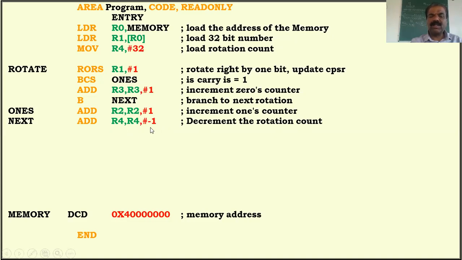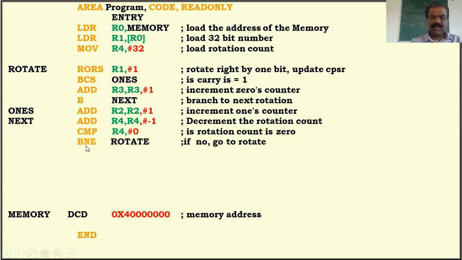So how many bits remaining? 31 bit. Then you have to check the status of R4, compare R4 equal to 0. Branch if not equal. If R4 is not equal to 0, go back to rotate. Then once again execute this instruction. Now B1, bit number 1 comes to carry flag.